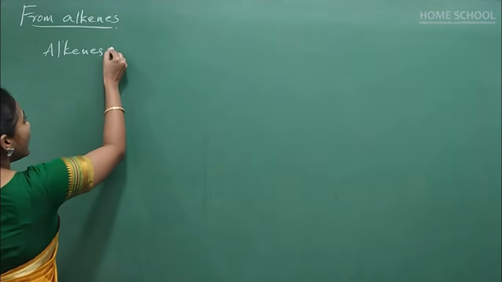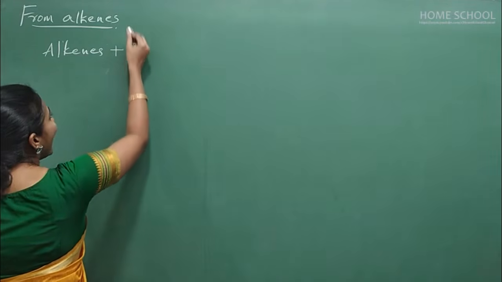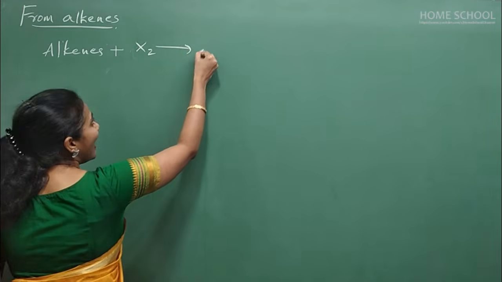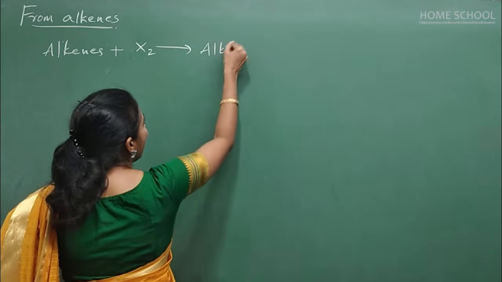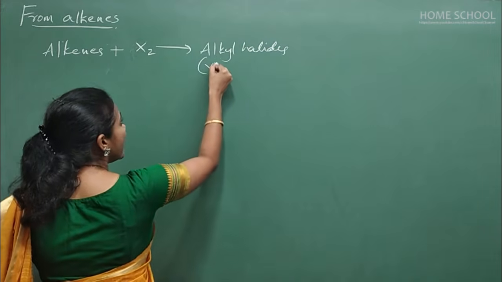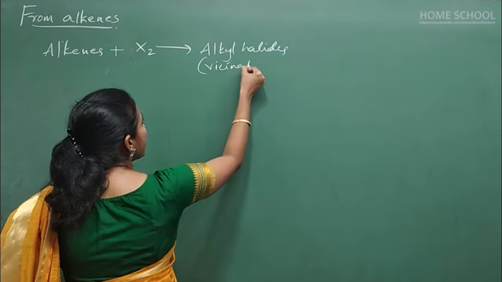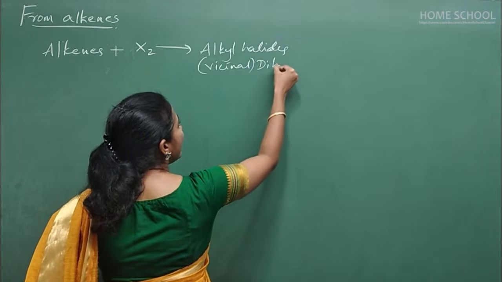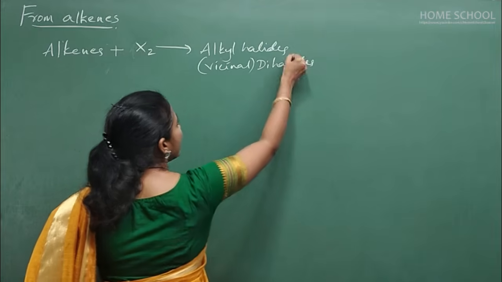Clear? So for alkenes, whenever you add halogens, you will get alkyl halides. What type of alkyl halides do you get? Vicinal dihalides. Vicinal dihalides you are going to get.